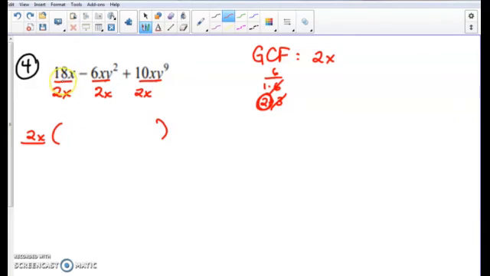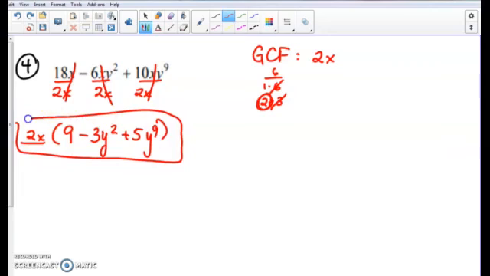So 18 divided by 2, we already said was 9, and x divided by x cancels. Negative 6 divided by 2 is a negative 3. X and x cancel and leaves us with just our y squared. And now 10 divided by 2 is positive 5. X divided by x cancels and leaves us with y to the 9th. There we go, and we're all set.